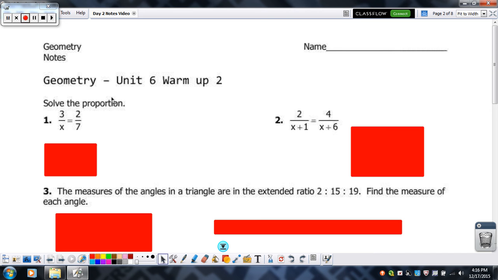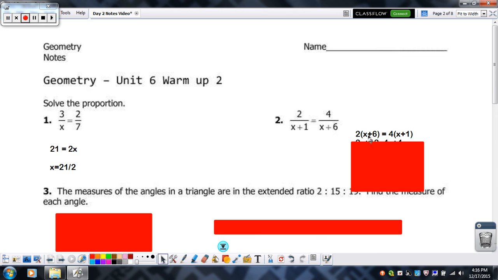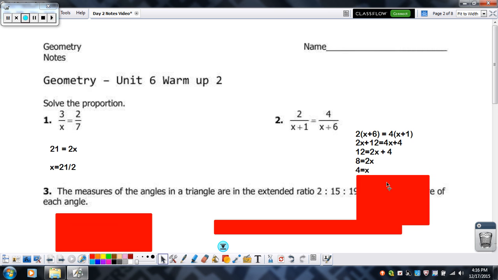For solving the proportion, the first thing we want to do is cross multiply. 3 times 7 is 21, 2 times x is 2x, and divide by 2 to get 21 over 2, or 10 and a half. For number 2, we are once again going to cross multiply. This time don't forget to put your terms in parentheses, then distribute your 2 and your 4. Subtract 2x on either side, subtract 4 from either side, and divide by 2 to get x is 4.